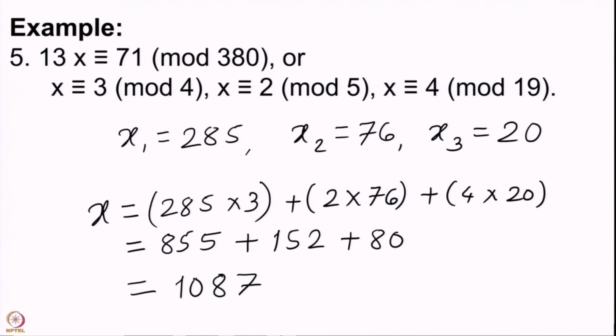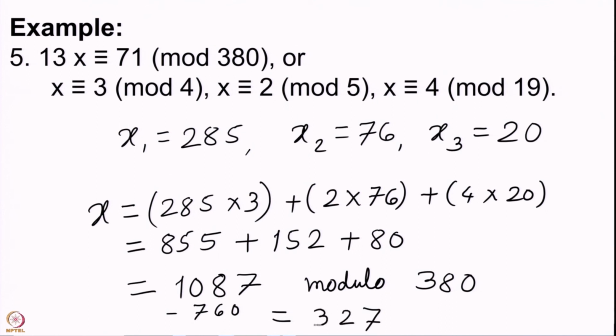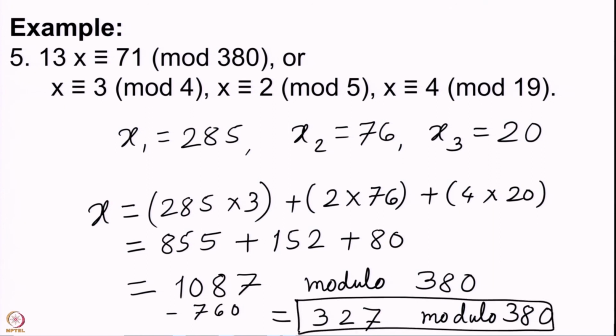This is the ultimate answer, but we have to go modulo 380, and so we observe here that 380 into 2 is 760. So, I remove 760 from this to obtain 327 modulo 380. This is the answer that we are getting, 327 modulo 380.